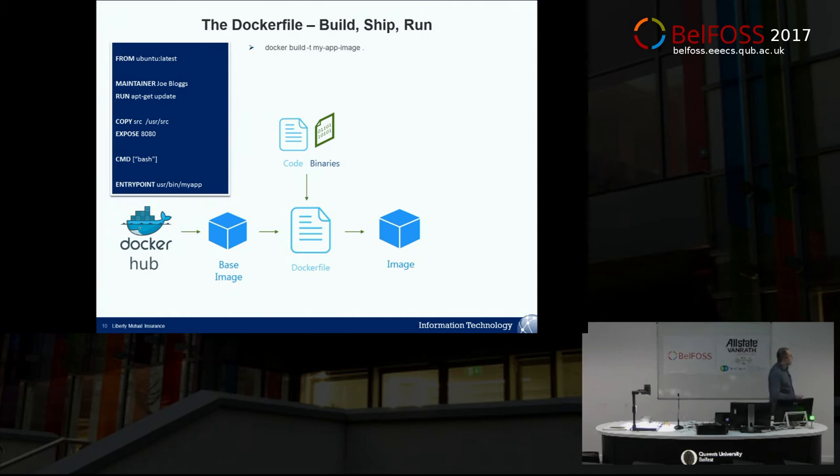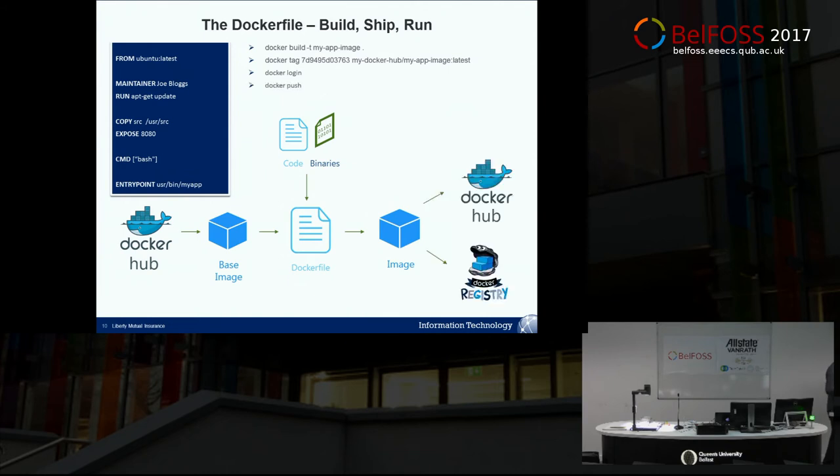And then that image, the next thing that you want to do with this is the ship part. So we tag the image, we do a docker login, and we do a docker push, and that pushes it up to the Docker Hub. Or you can have a Docker registry as well in there. So you can have a local version of that, which is just somewhere that you want to push to as part of your pipeline. So that's the ship part.